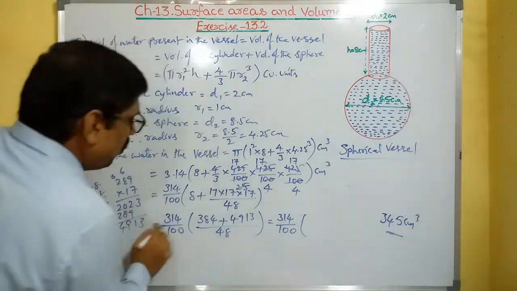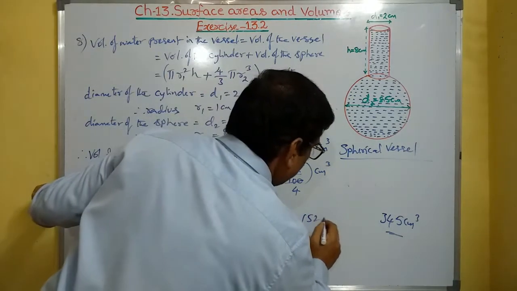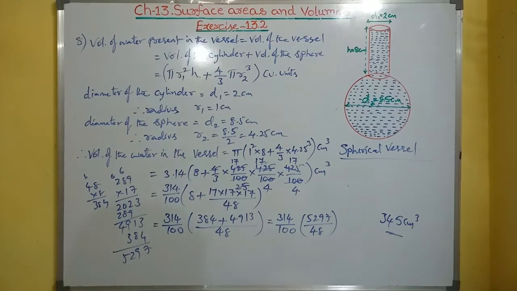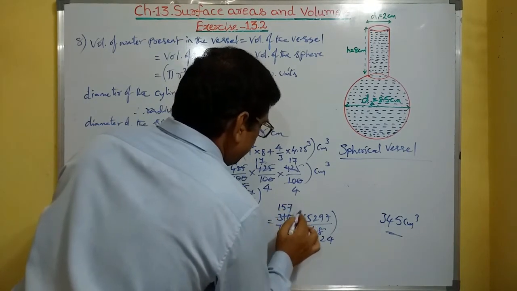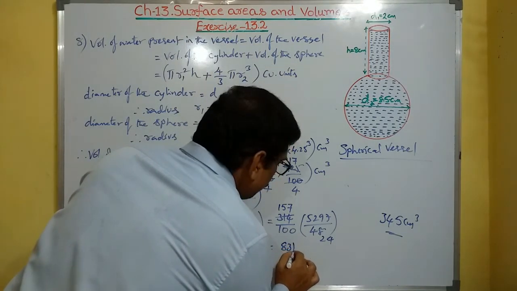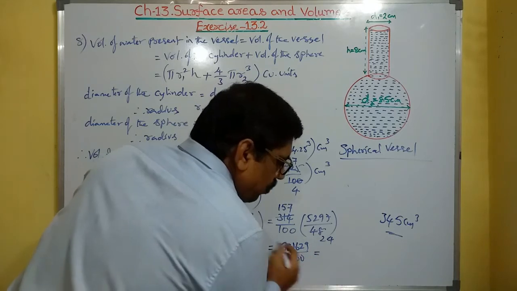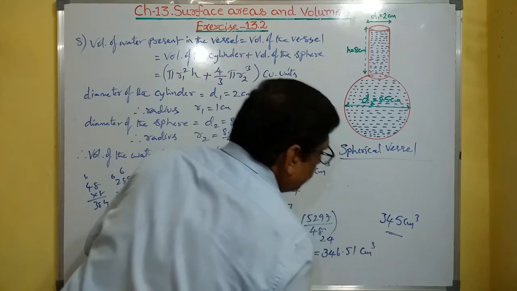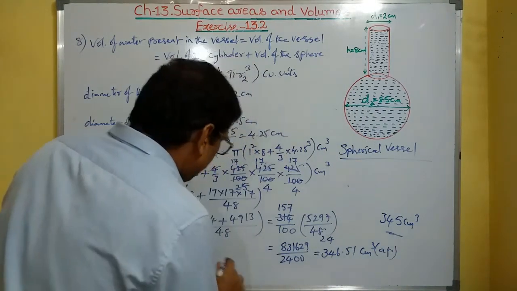Okay, now 4913 plus 384 can be written as 5297 by 48. Here in the numerator and denominator we can cancel 2 with 24 and 2 with 157. So let us multiply 157 and 5297. Already I did it, 831629 by 2400. Why? Because 100 into 24. So by dividing this I got 346.51 centimeter cube. Okay. So this is the volume of the vessel.